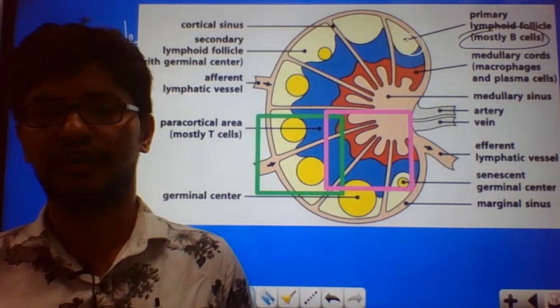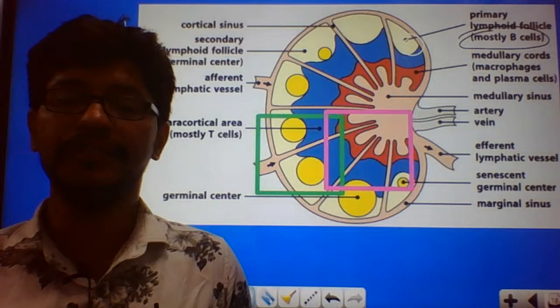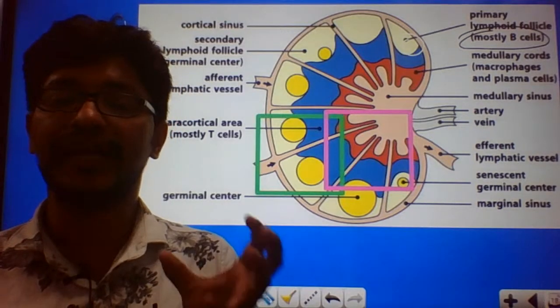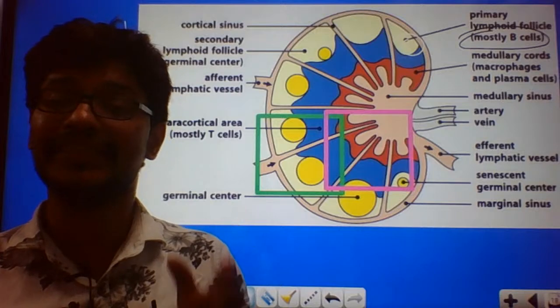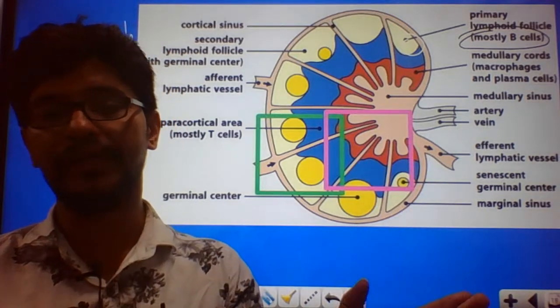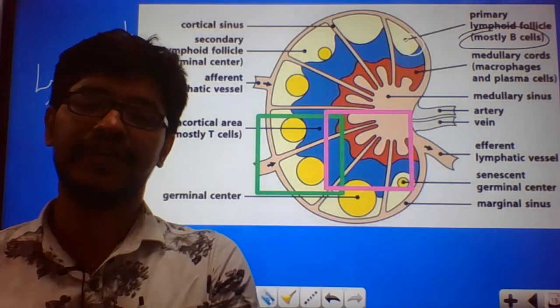The reason is still not clear. And this process we call apoptosis. Apoptosis is the process by which 99% of the produced thymocytes in the thymus are destroyed in the thymus itself, and the remaining just 1% will be coming out of the thymus. That 1% only we call different types of T cells.